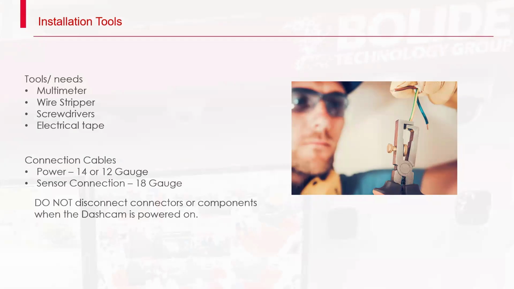Some of the tools that we're going to need for installation. So we're going to need a multimeter. We're going to need some wire strippers, a screwdriver, electrical tape, and the connection cables. If we are going to the battery, we need at least 14 or 12 gauge for the power, and the sensors are going to take 18 gauge. Now, it's very important that when you are connecting up these components, that we do not have any power interruptions. We don't want any interruptions that are going to cause the unit to have any kind of errors, right?